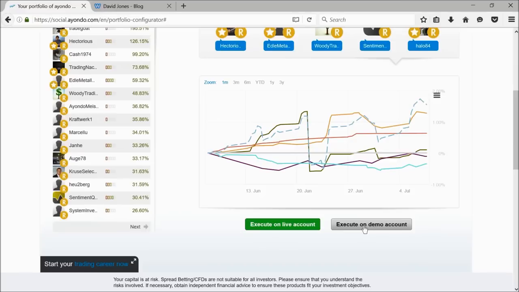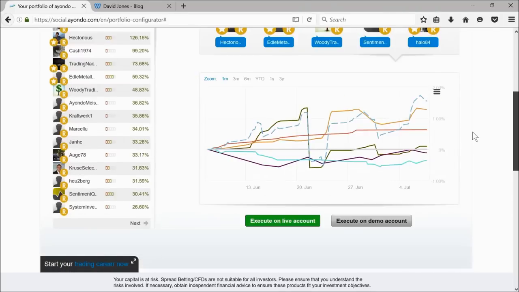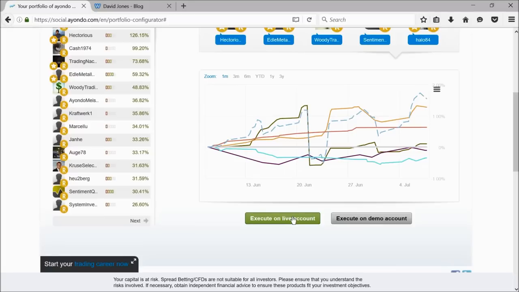So I've got a slightly different approach now when it comes to real money. There were some real big swings day to day. Ideally I want to try and have a relatively smooth chart, but we'll choose to execute it on a live account. So let's click on that.